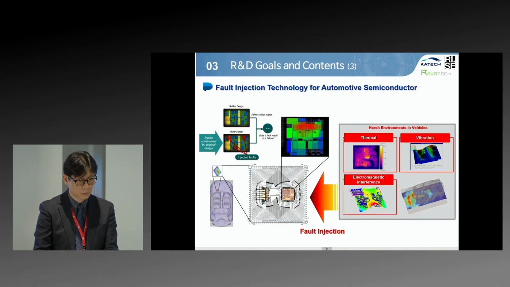Faults in automotive systems are caused by thermal, vibration, and electromagnetic interference problems in harsh environments. Therefore, there are test method standards for individual problems. However, they are not independent. So a standard test method using integrated fault injection is required.